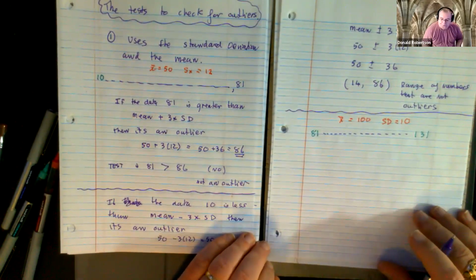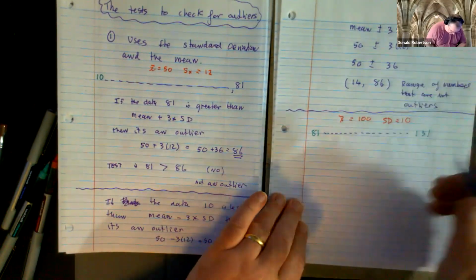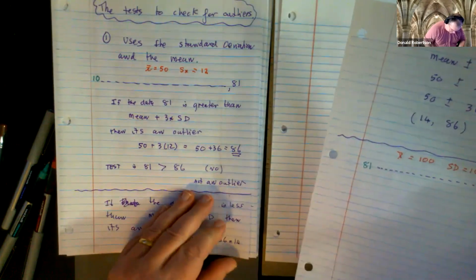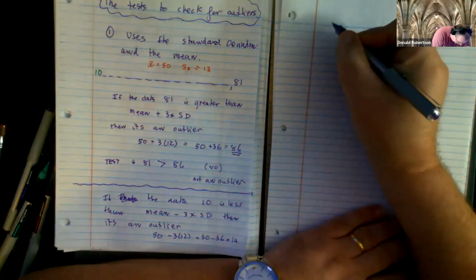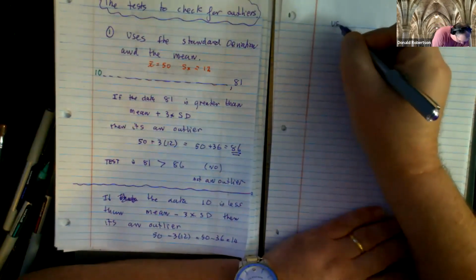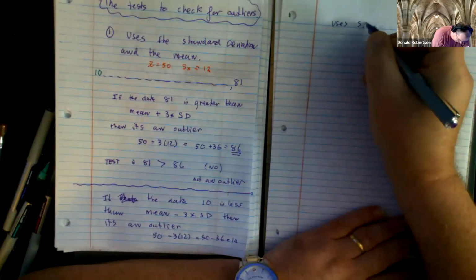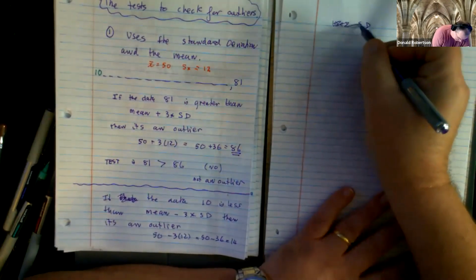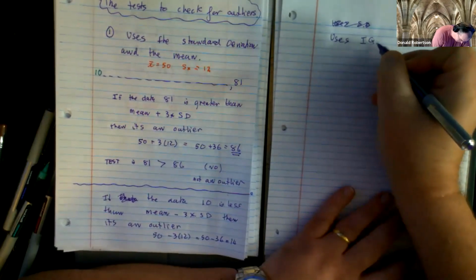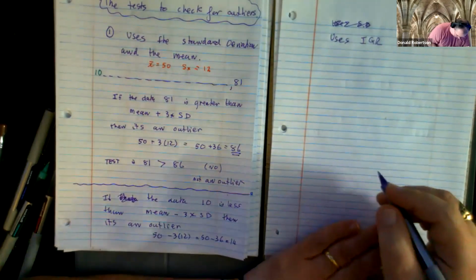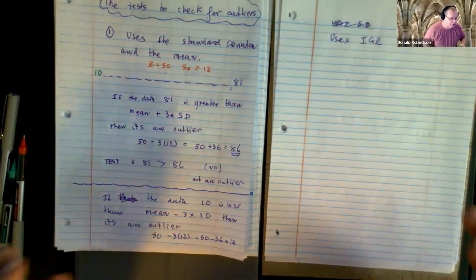So there is another test. I did mention to you that there's two tests. So can we show you the second test now? I'll do it on a new piece of paper. The second test uses interquartile range. We've already used the standard deviation one. It's a little bit uglier.